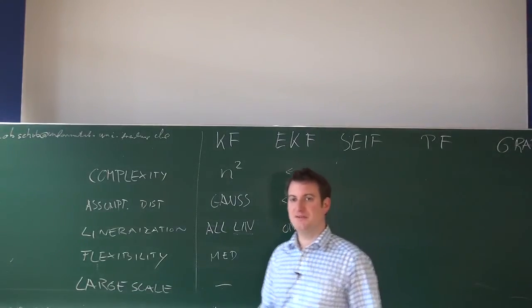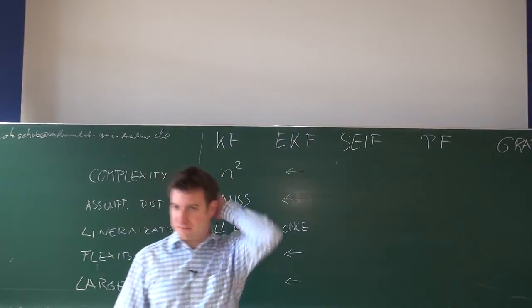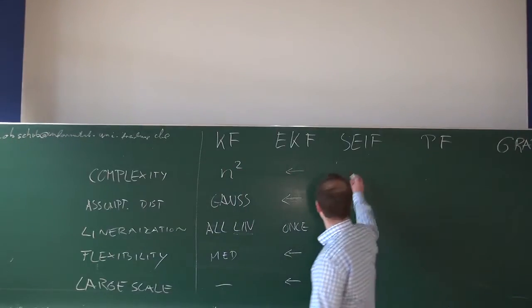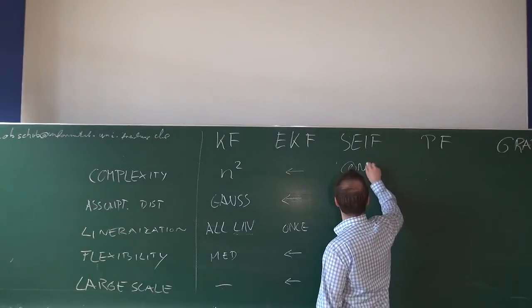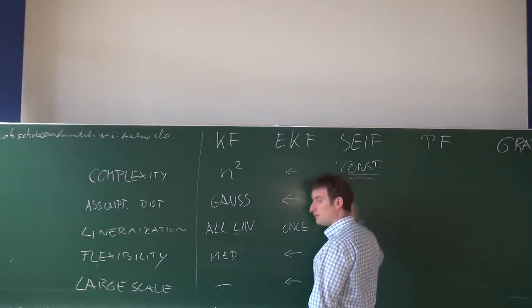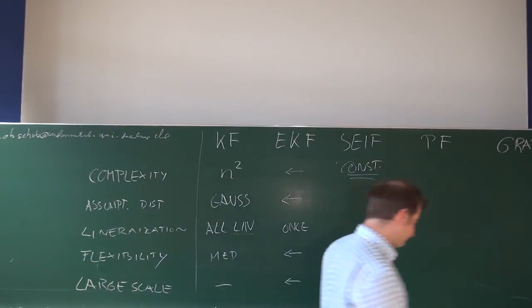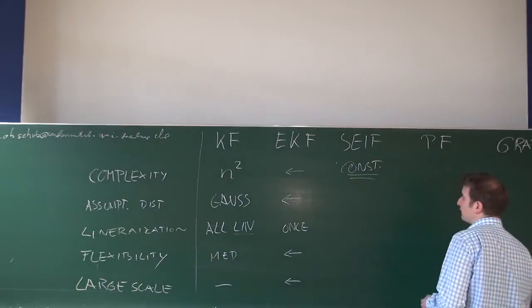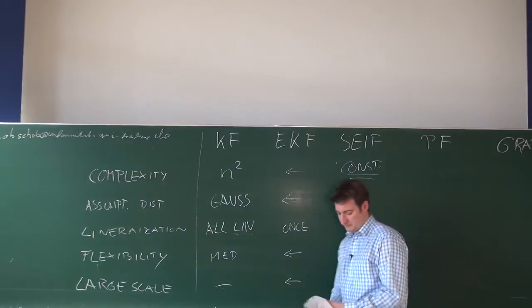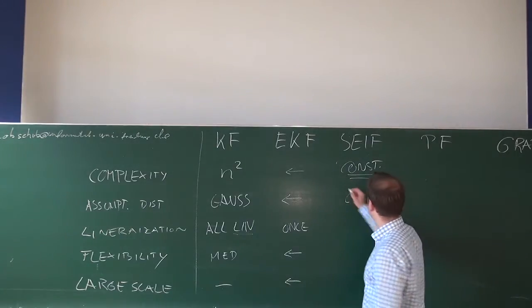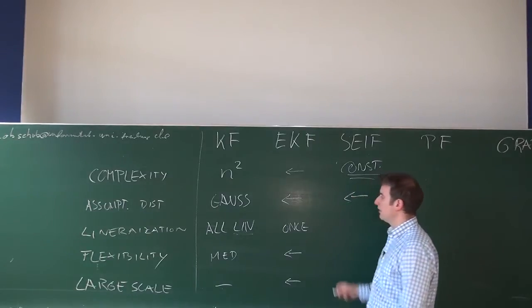Okay, let's go to the sparse extended information filter. What was the complexity of the sparse extended information filter in terms of number of landmarks? Constant. Yes, constant. So that's really cool. Constant time. It's a big win. What about the underlying distributions that I used? Gaussian. Yes, again, Gaussian. Linearization.